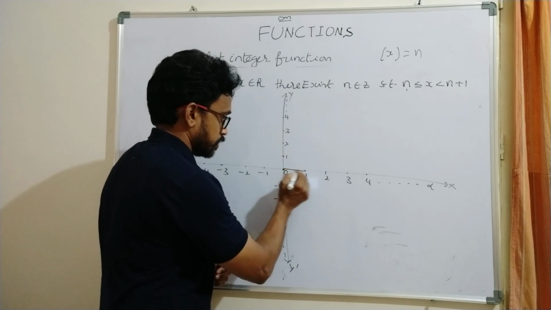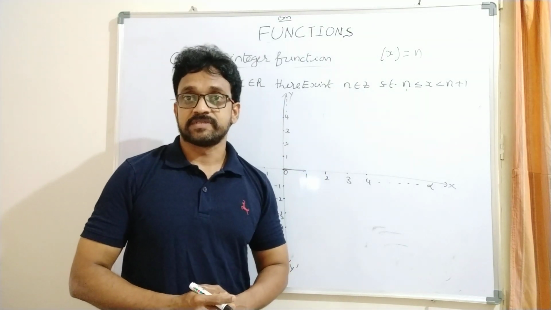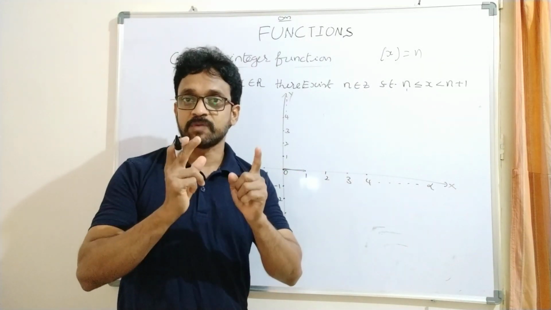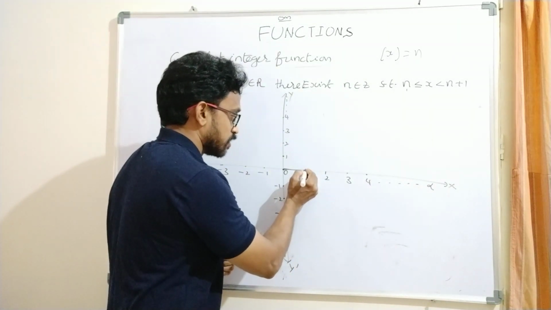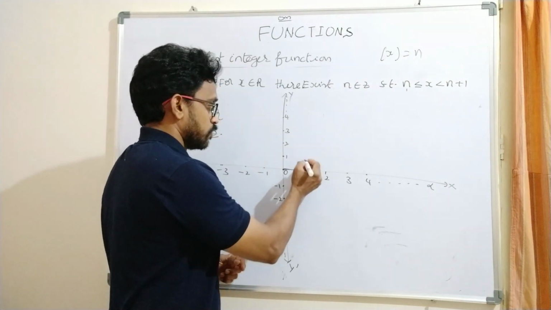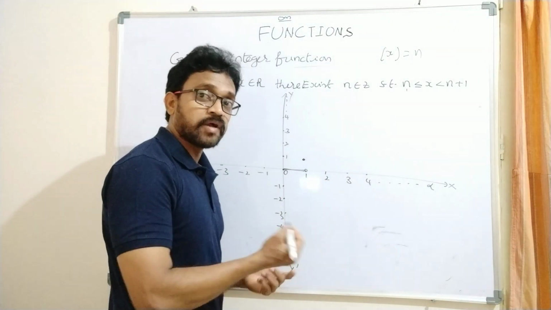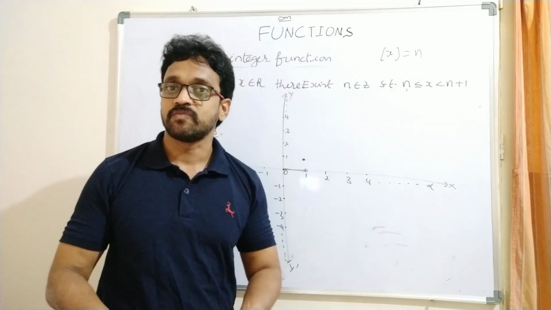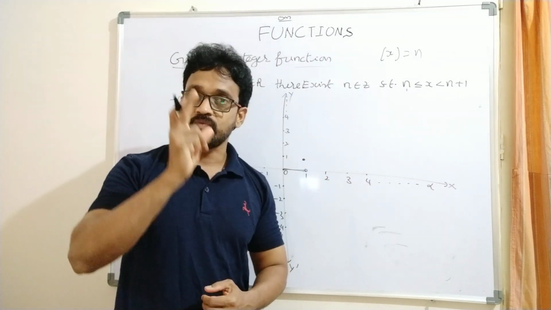But the graph is discontinuous at x is equal to 1. Why? Because step 1 is equal to what? 1. That's why the graph is discontinuous at this point. Okay, step 1 is equal to what? 1. Step 1.1, 1. Step 1.2, 1. Step 1.9, 1. Step 1.999, which approaches 2, also 1.